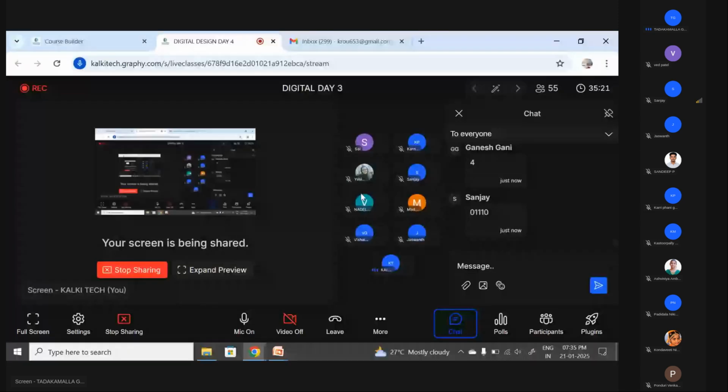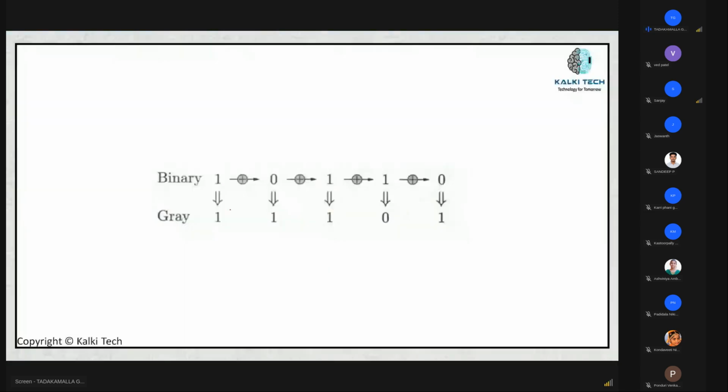Now, let's say this is our binary number, 10110. How to convert this particular binary number into gray code? The first digit will be copied as it is. Then from the next digit, the result is given by the XOR operation of two successive digits. Like this, the successive digits will be XORed and it will be converted into gray code.